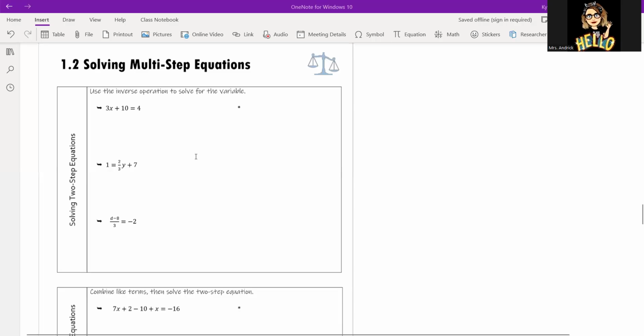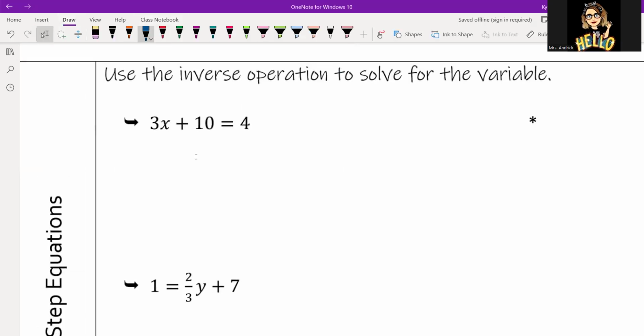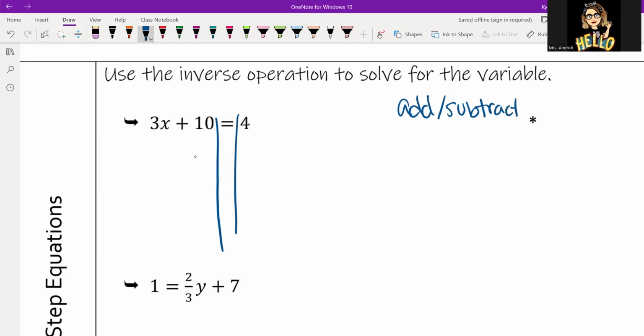Right. So we are going to solve multi-step equations. So this is like two-step, and combining like terms and stuff. First we're just going to start with the easy two-step equations. Remember we always draw the river. And then we want to add or subtract first. We want to undo addition or subtraction first.